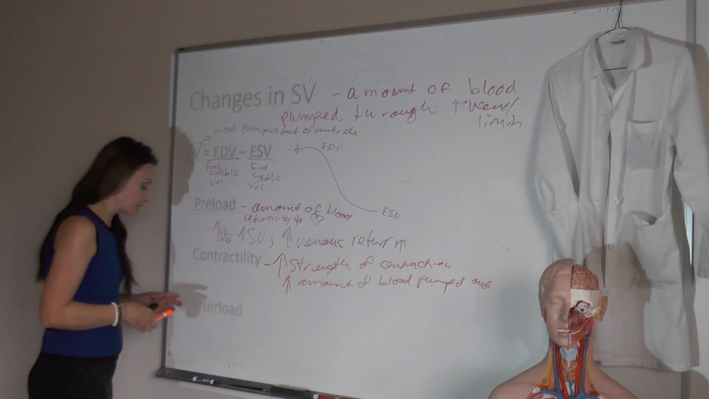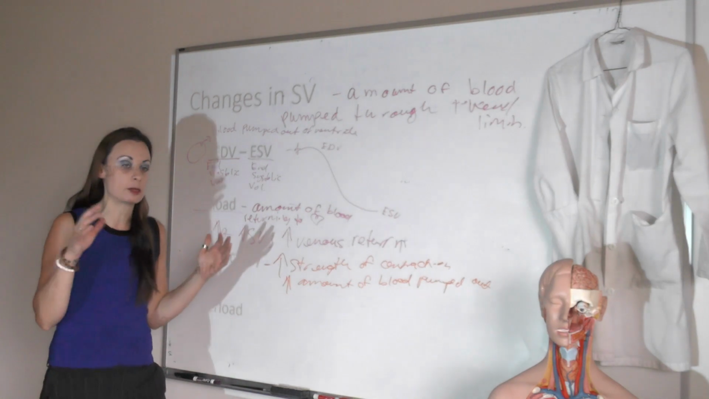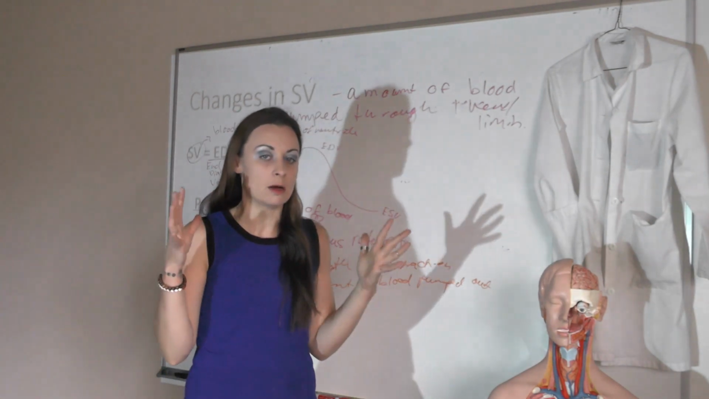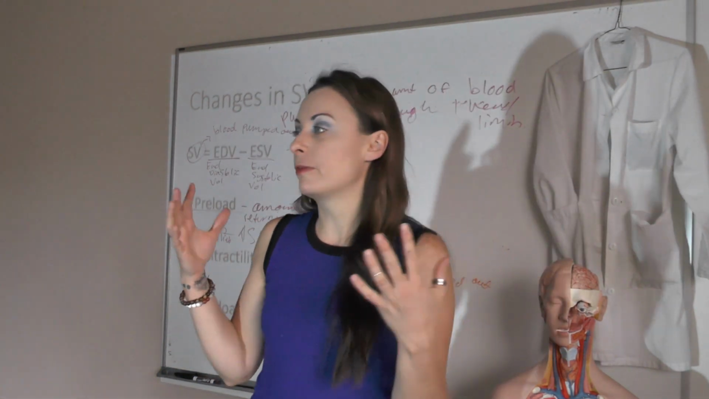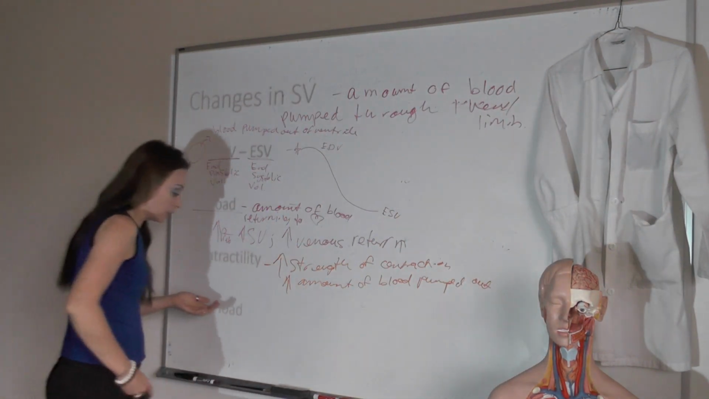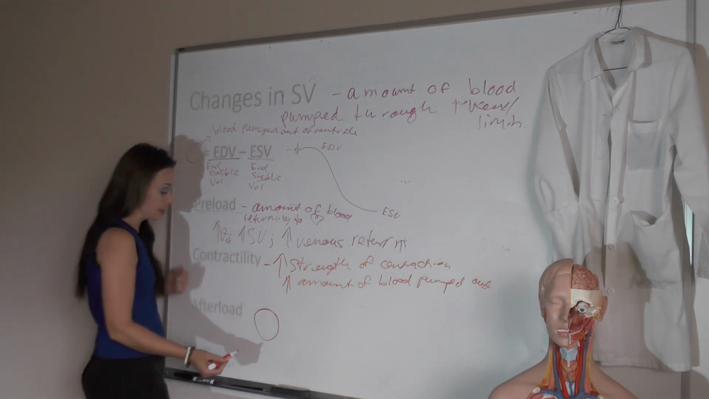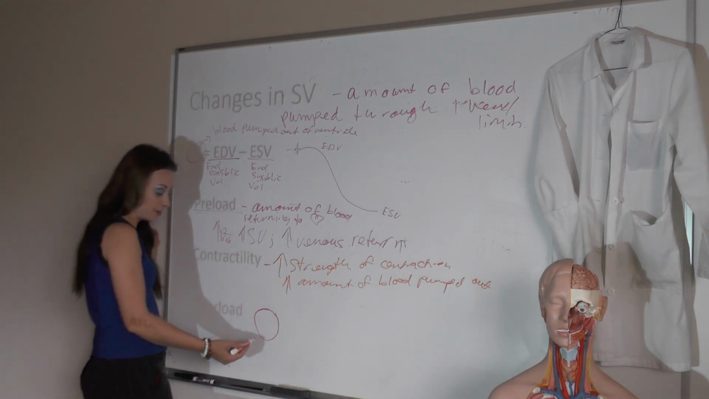The last thing is going to be kind of hard to change on a moment-to-moment basis. This is afterload. This is how much resistance there is to blood flow. And if we look at afterload and its effects on stroke volume, let's just imagine that you're little Theseus here, and you have these nice, clean blood vessels.